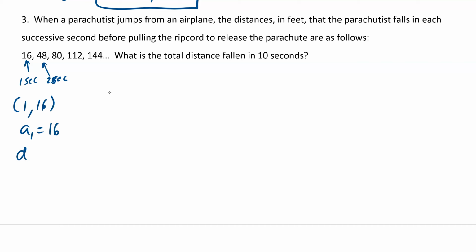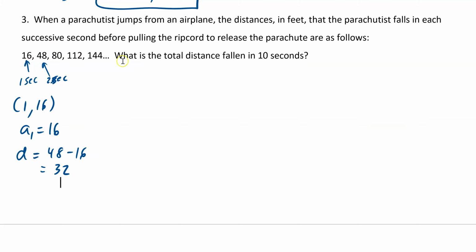And then if we want to find the difference, we just have to subtract them. So that's 32. So our difference, you could see, is 32. And that makes sense. If you remember, acceleration constant of gravity is 32 feet per second squared. That's our acceleration. So they're going to fall an extra 32 feet every single second. So first second, he fell 16. The second he fell 48 feet, and then 80 feet, and then 112 feet.